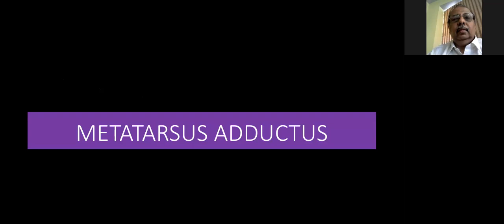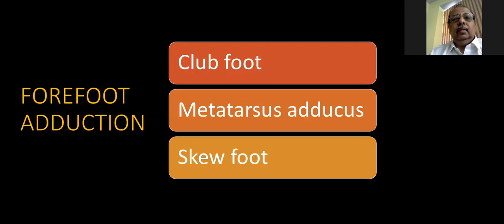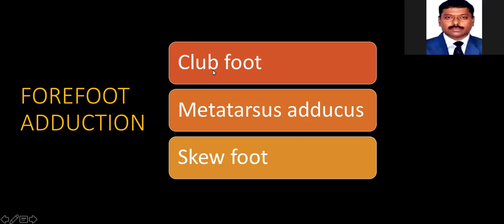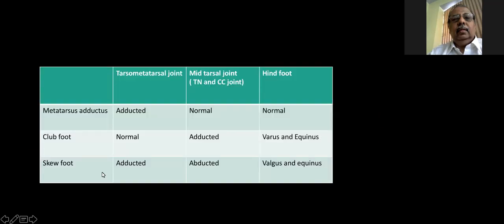Now, metatarsus adductus here. Forefoot adduction can occur in three conditions of the foot. One is clubfoot, the second is metatarsus adductus, and the third is skew foot. So you need to differentiate between these three. For example, metatarsus adductus, where is the adduction that is taking place? It is taking place at the tarso-metatarsal joint.